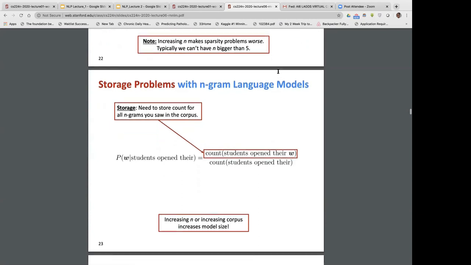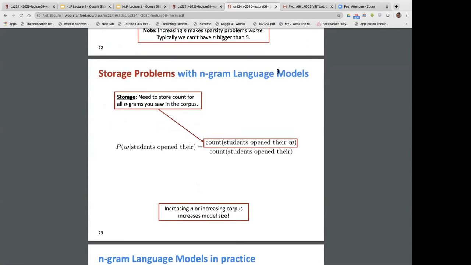Another problem with n-gram language models is storage. It's very computationally expensive. You have to store the count of all the n-grams that you've seen in your corpus. You can imagine how many that would be. And if you increase the number of n-grams, or you have a very large corpus, your model will be very, very large, which doesn't make sense.